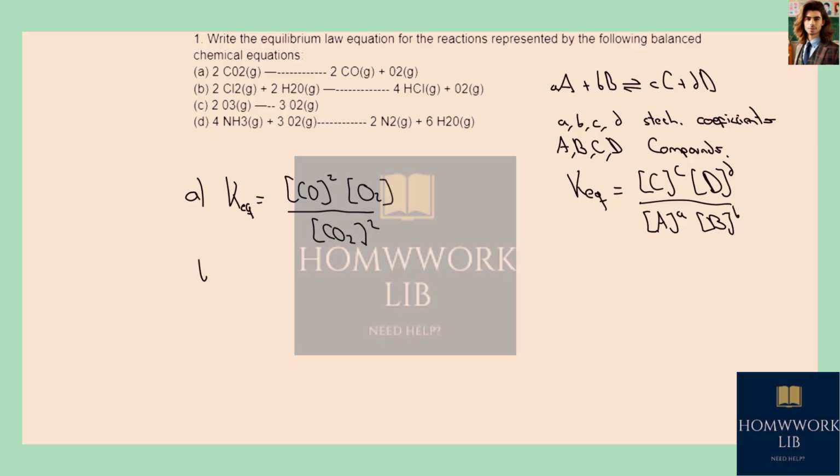For the next reaction, for reaction B, we're going to have that the equilibrium constant is going to be equal to the concentration of HCl to the fourth times the concentration of oxygen divided by the concentration of Cl2 squared times the concentration of water squared. In this case, water is going to enter the equilibrium equation since it is going to be in a gas phase. Remember that solids and liquids are not going to enter into equilibrium equations since they're going to be condensed phases which are going to have an activity defined by 1.